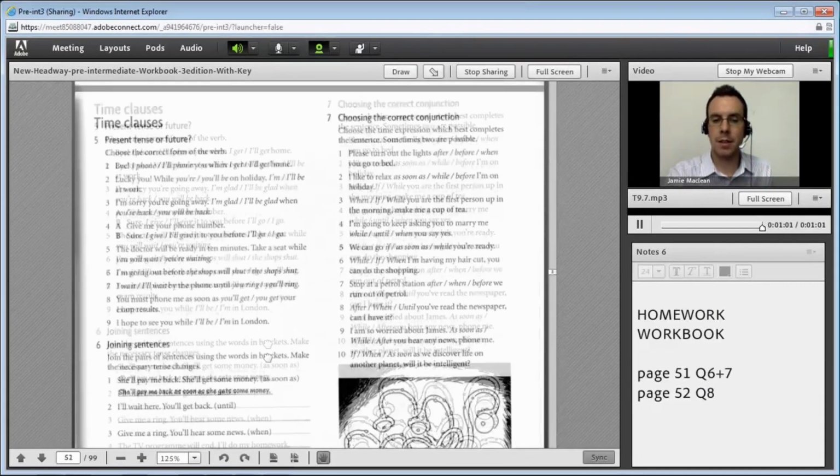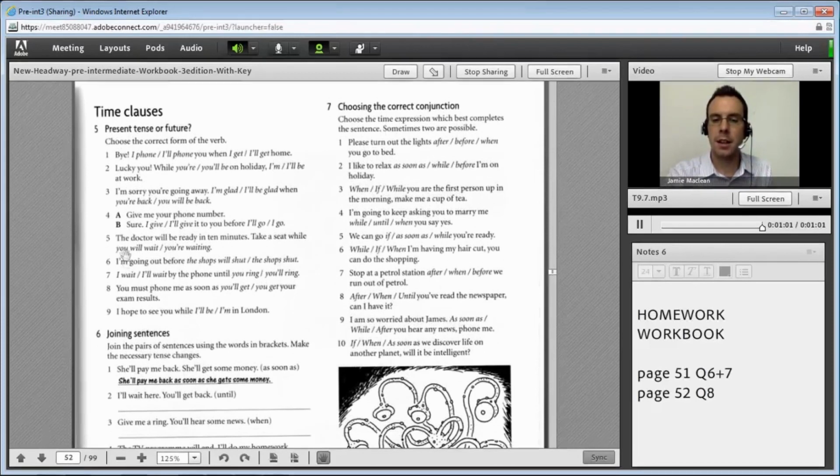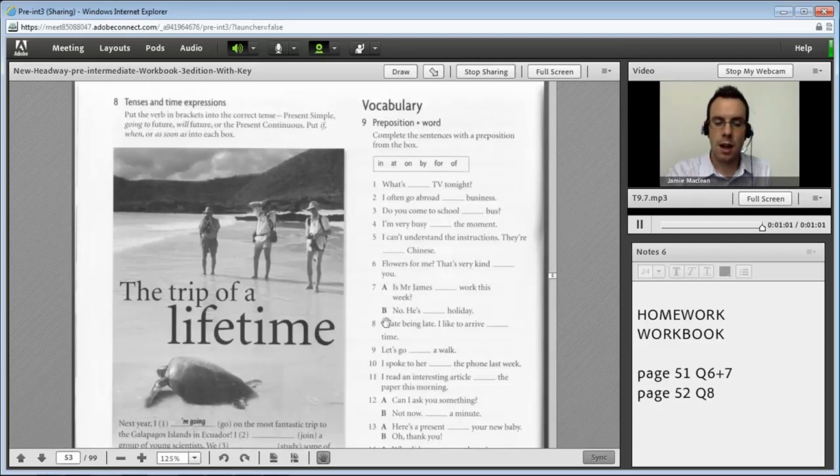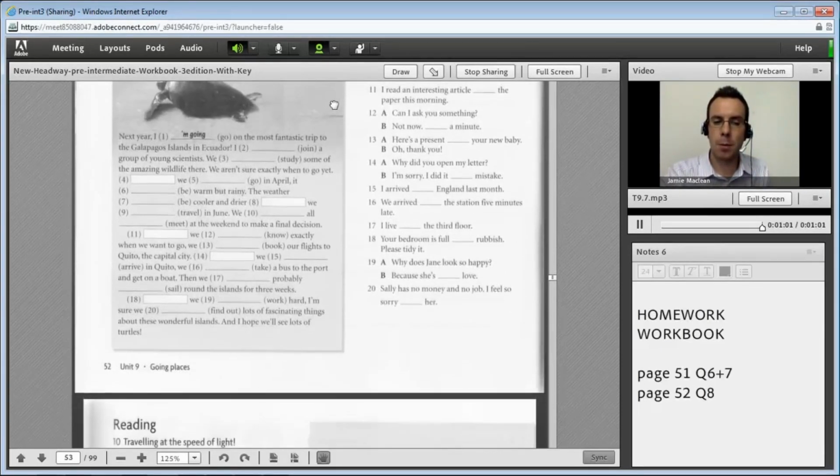And number 7, I'd like you to choose the correct time conjunction to complete the sentences. Remember, sometimes 2 are possible. Okay, and on the next page, exercise 8, I'd like you to put the verbs in the brackets into the correct tense. And you can choose from present simple, going to for future, will for future, or present continuous. In the boxes, I'd like you to put if, when, or as soon as. So this is similar to what we did today with James and his mum at the airport.